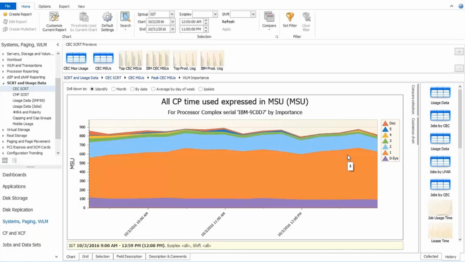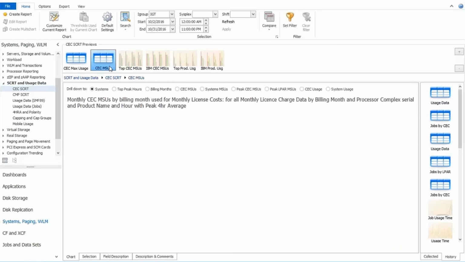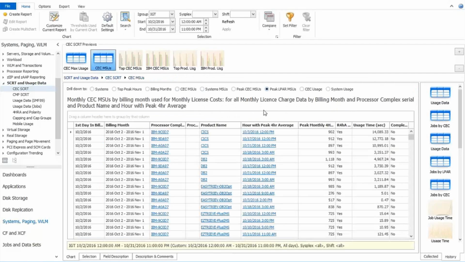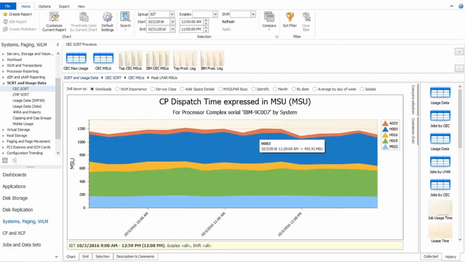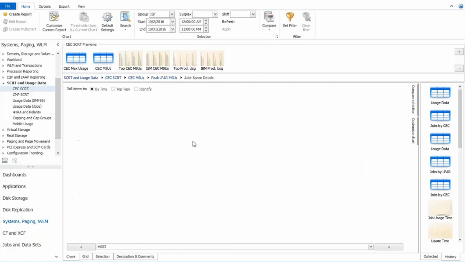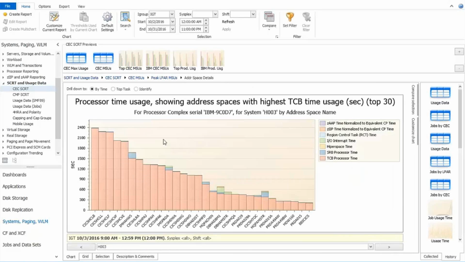So there may not be much opportunity in this example to move work outside of this interval because it's likely time-critical work. We could also drill down and see this information at a system level for that specific period. Then we can again see this for any particular system. We can go all the way down to address space data to see what address spaces were consuming CPU during this peak period and understand if we have options to manage that peak more effectively.